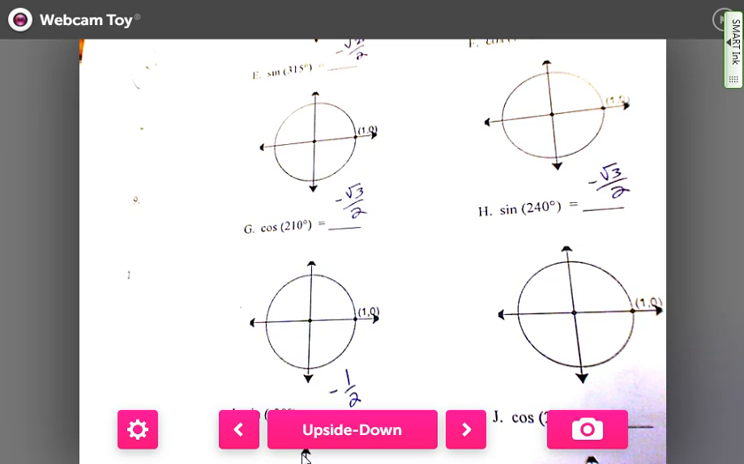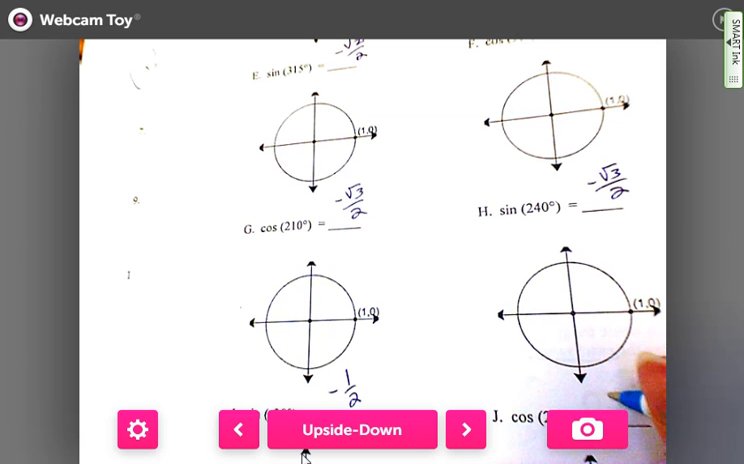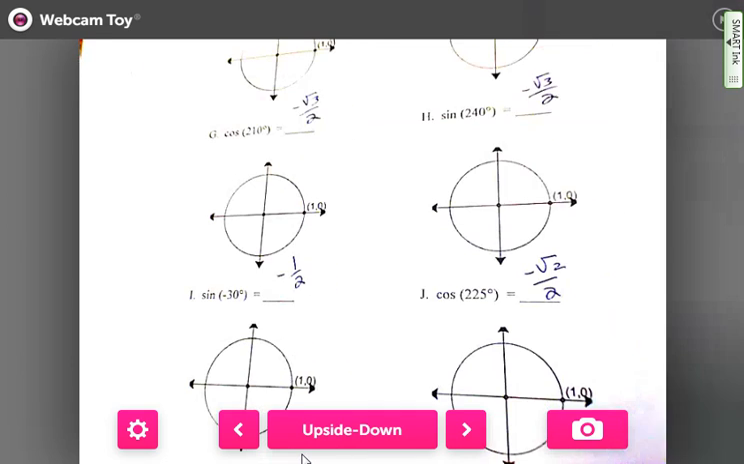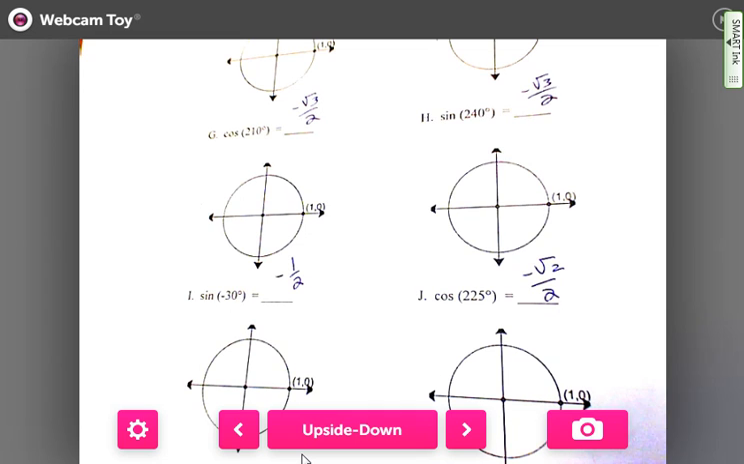The cosine of 225 is negative square root 2 over 2. Okay. Any questions about any of those that you would like me to go over?